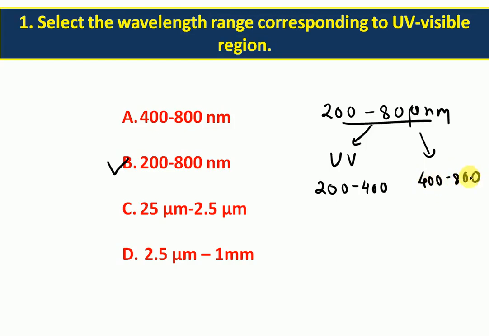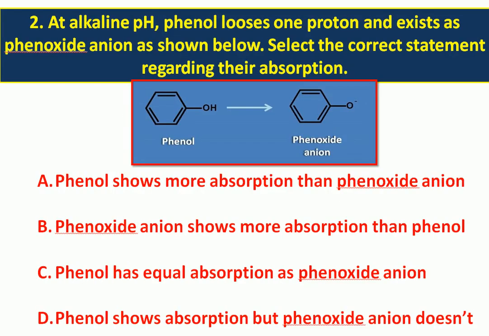to 800 nanometer. In a separate question, they may ask you what is the range of UV region. So it is 200 to 400 nanometer. Or they may ask you what is the range of visible region. It is 400 to 800 nanometer. So in this way, we have to solve the question. Let us go to the question number 2.